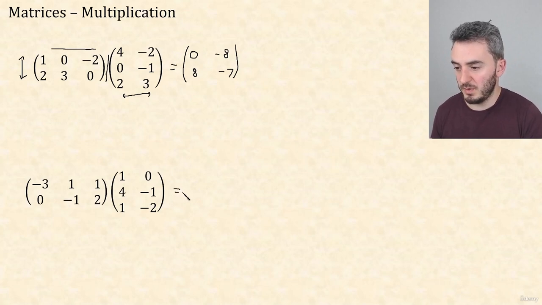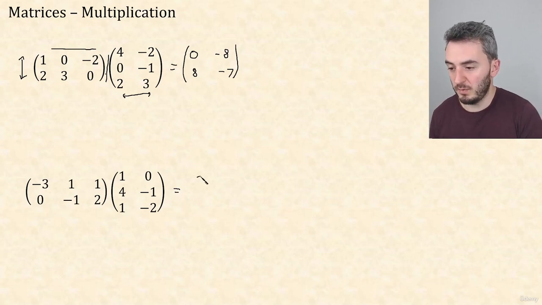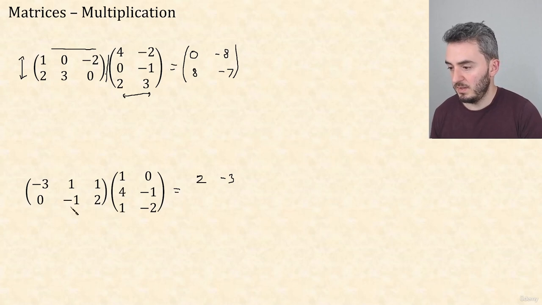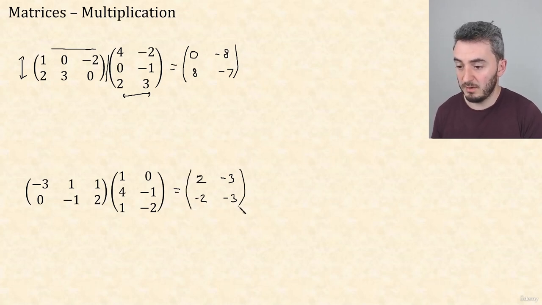Okay, let's try this one. Again, pause the video and try yourself. We get -3 plus 4 plus 1. So -3 plus 4 is 1, plus another one is 2. Then I've got 0, -1, -2 gets me -3. On the next row, 0, -4 plus 2 is -2, and 0 plus 1 -4 is -3. And there's our matrix.